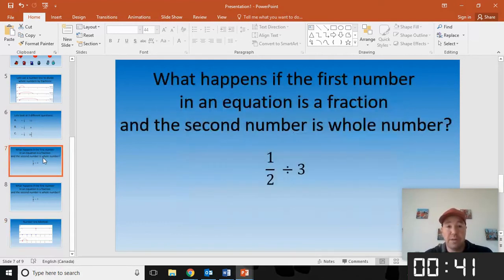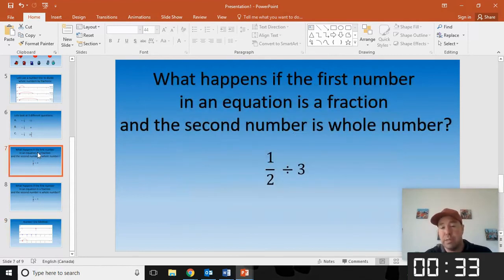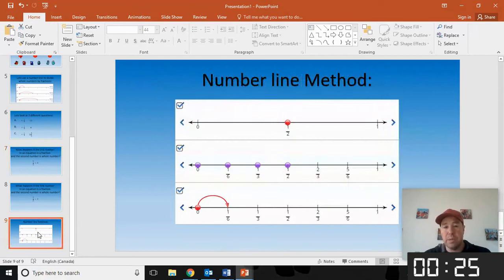If I would have divided it by 4, I would have divided my number line into fourths here. So I would have gone 4 times 2. But in this case, I went 3 times 2, and that told me to break it into sixths, and I only needed to figure out how big one slice was, so it worked out to be 1/6.